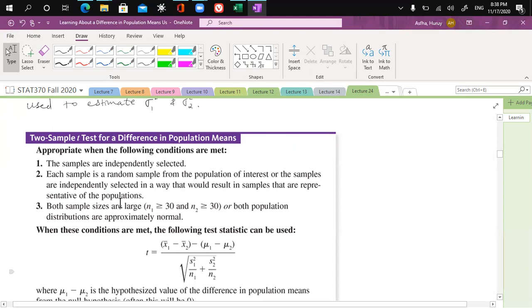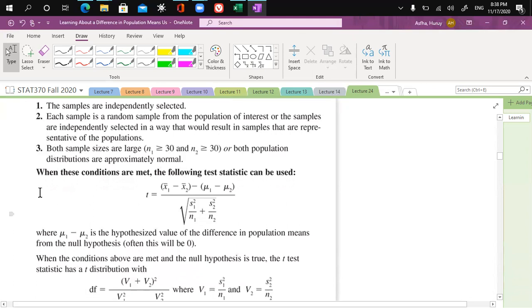And the third condition is the large sample size condition. Both N1 and N2 should be greater than or equal to 30. Okay, or both population distributions are approximately normal. So either one of these is good enough to use this test statistic. But if number 3, the large sample size condition, has failed, and the approximately normal distribution condition has failed, then we cannot use this one anymore. Okay, if any of this fails, we cannot use this one.